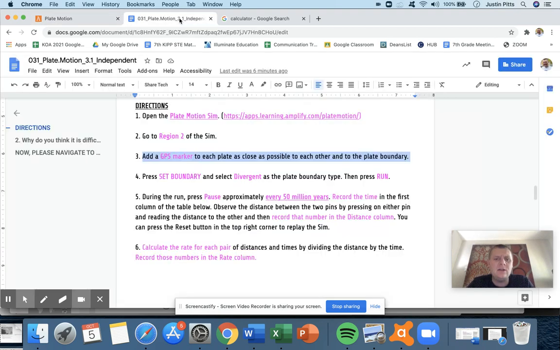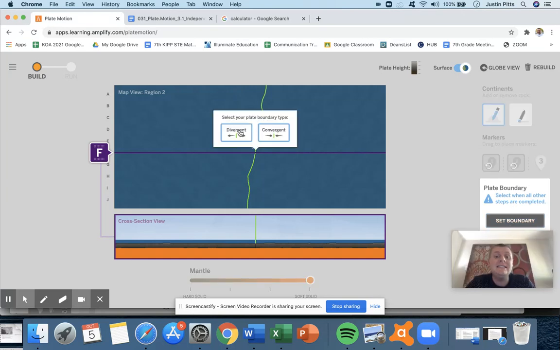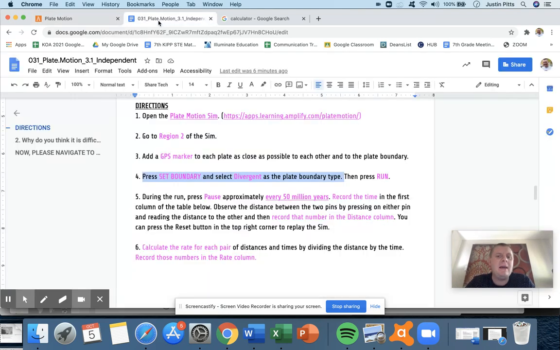At that point, it tells me to press Set Boundary and select Divergent as the plate boundary type. So let's go back to our sim. Over here, as always, we're going to set our boundary, and again, Divergent. So these plates are going to be moving apart. Click Divergent, and what does it tell me in my CAMI? Well, then it tells me I can press Run.